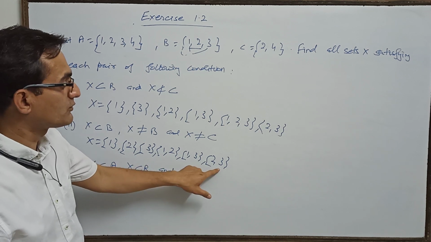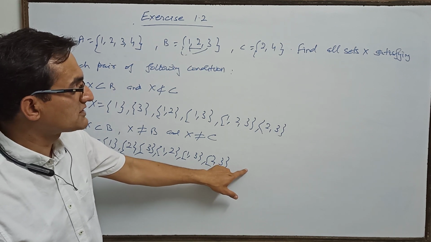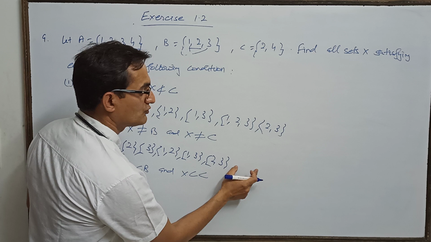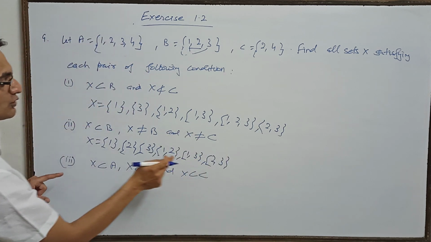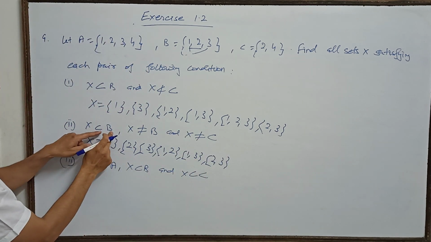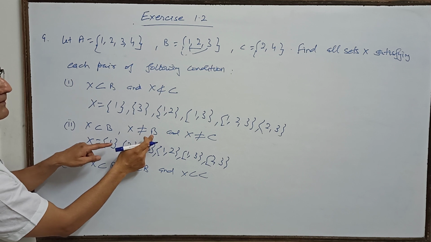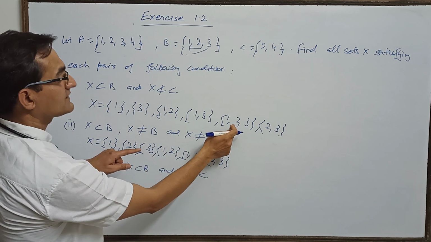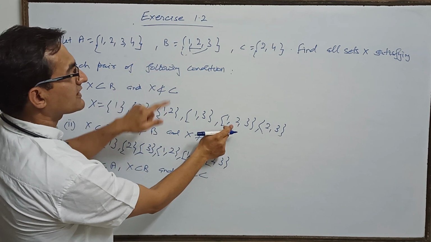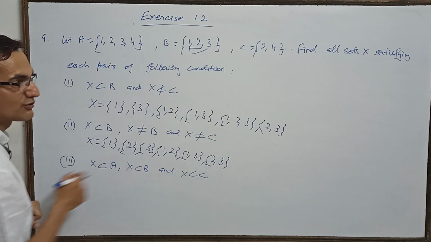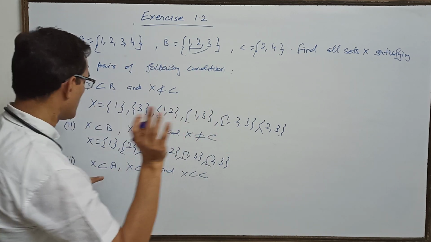Okay? Now, in this one, {1, 2, 3}, the set having 1, 2, 3 elements is not included because X is a subset of B but X is not equal to B. In that case, this is a subset of B but this is also equal to B, so this is not included. Okay, this is all about it.